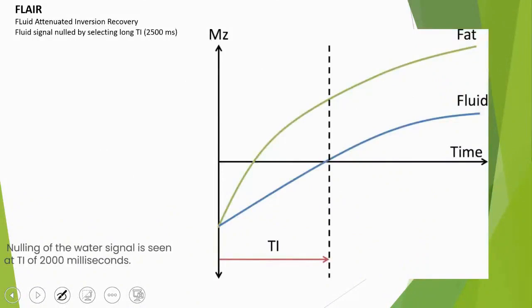He said that we will perform a fluid attenuated inversion recovery sequence. Instead of waiting a short time, I will wait a longer time, for example, up to 2500 milliseconds, or until the fluid reaches 0 magnetization, and then apply the RF pulse at that time.